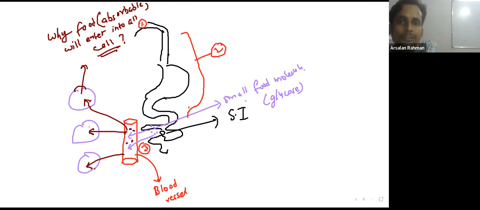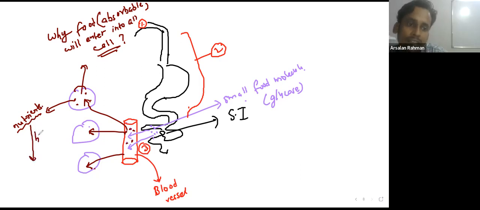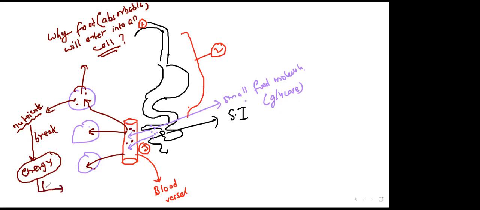Now where has the food reached, beta? The food has reached inside the cells, right? These are nutrients inside the cell. Now what will happen to these nutrients? What will happen to these nutrients inside the cell? They will react. The cell will break this nutrient to produce what beta? Energy. And the cell will use this energy for what? For life process, to survive.